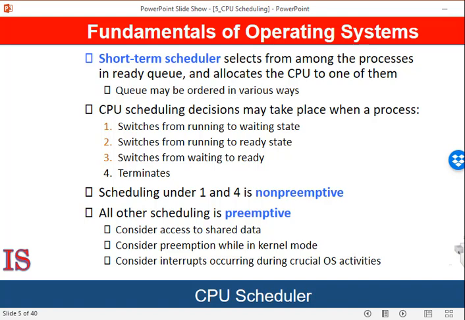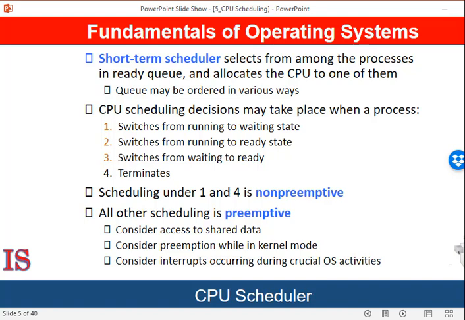A ready queue can be implemented as a first-in, first-out queue, a priority queue, a tree, or simply an unordered linked list. Conceptually, all processes in the ready queue are lined up waiting for a chance to run on the CPU. The records in the queues are generally those process control blocks of the processes we discussed in the earlier unit.